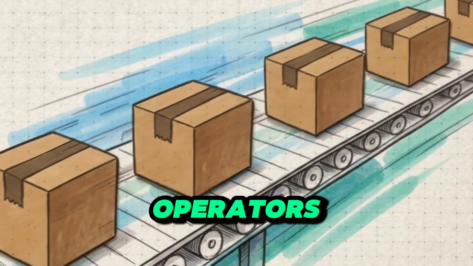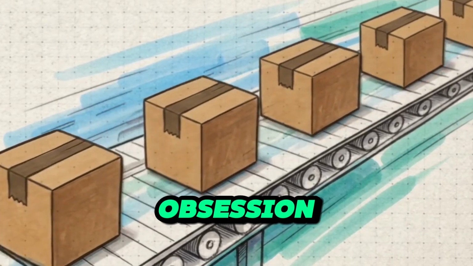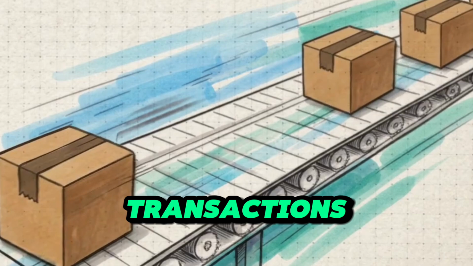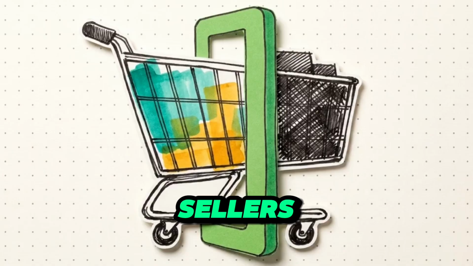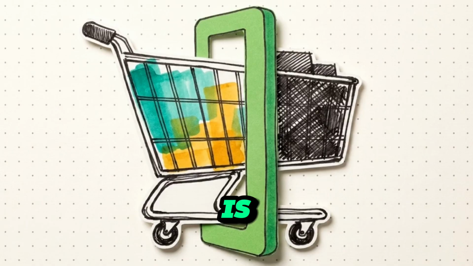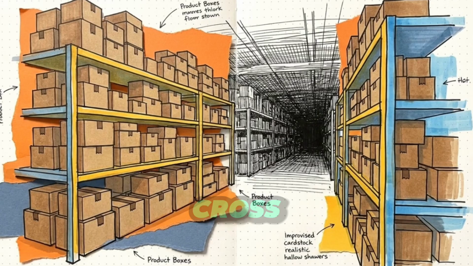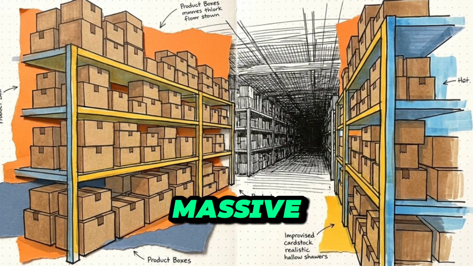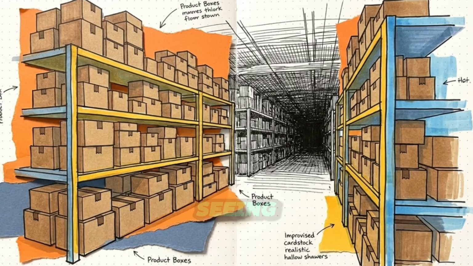Most e-commerce operators share a specific obsession. They track successful transactions, analyze top sellers, and replicate exactly what is already moving out the door. But relying strictly on the items that cross the checkout line creates a massive blind spot. You are only seeing the requests your store was able to fulfill.